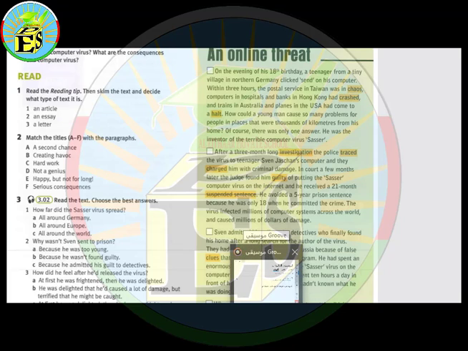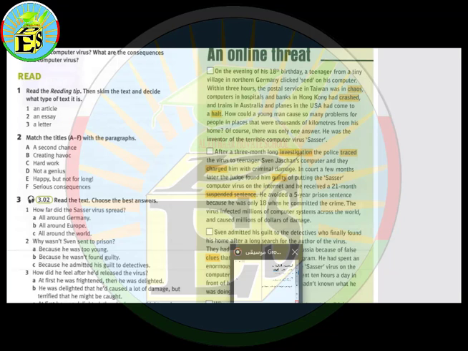Start. Unit 9, page 76. Read. Exercise 3. Read and listen to the text. An online threat. Creating havoc.